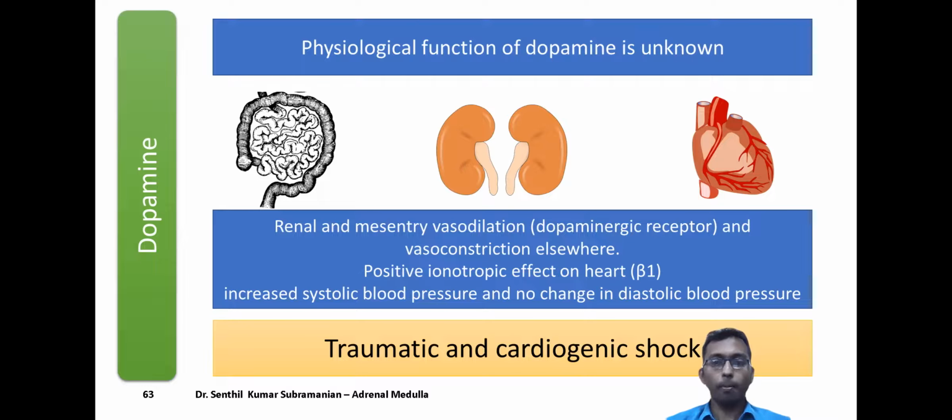It increases the force of contraction in the heart by acting on the beta-1 receptor. The net effect is that it increases systolic blood pressure, and there is no change in diastolic blood pressure. These properties of dopamine are used in cases of traumatic and cardiogenic shock. In this condition, it not only maintains the blood pressure but also maintains the blood supply to the kidney and mesentery.